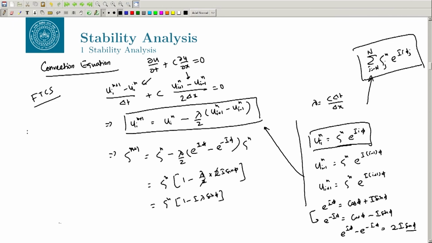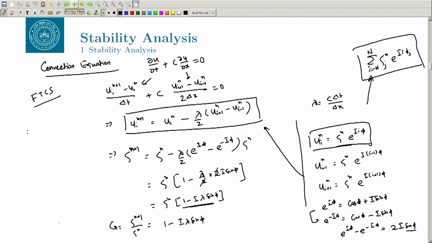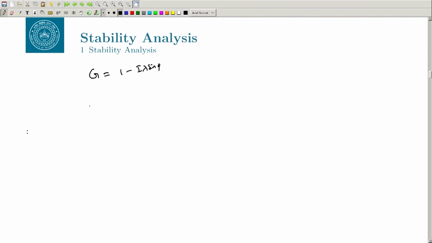So, what is the amplification factor? Now, see, this is now a complex number, right. So, the amplification factor is g equal to g to the power n plus 1 by g to the power n, which is basically 1 minus I lambda sin phi, right. So, how do you get the magnitude of this? You know the property of the complex number. So, g is equal to 1 minus I lambda sin phi. You want to get this magnitude.